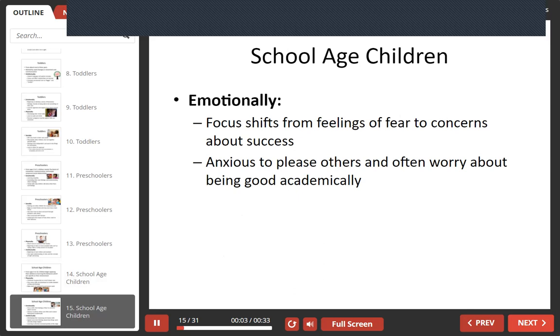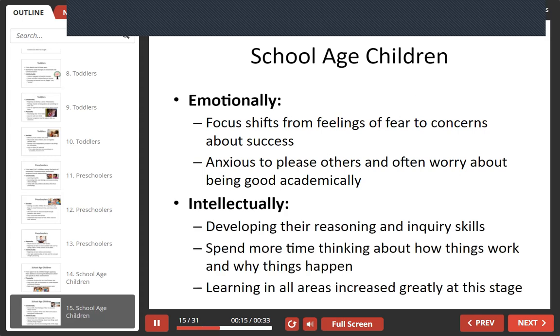Emotionally, their focus shifts from feelings of fear to concerns about success, and they're constantly anxious to please others, and they often worry about being good academically. Intellectually, they are developing their reasoning and inquiry skills. They spend more time thinking about how things work and why things happen. And they learn that in all areas is extremely important because they are increasing greatly at this stage.